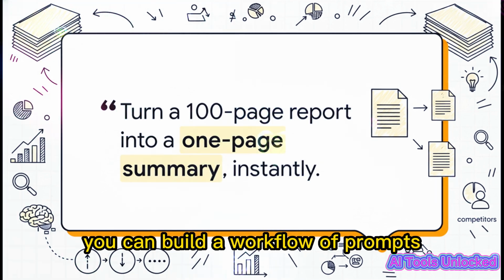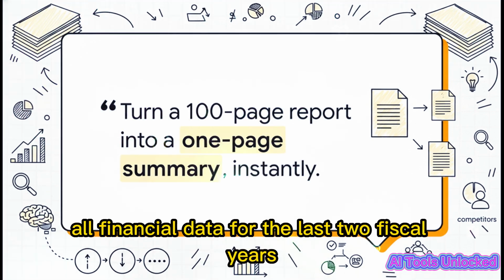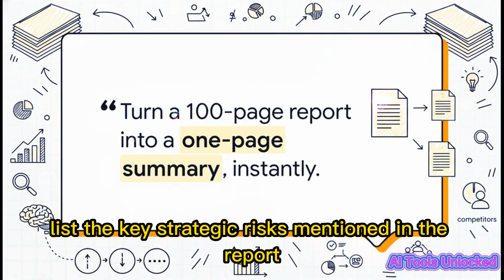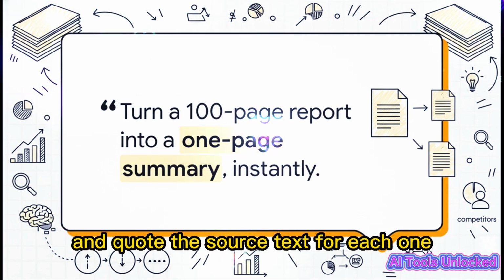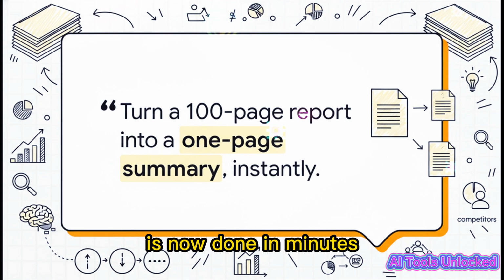You can build a workflow of prompts. First, summarize the executive summary in 3 bullet points. Done. Next, extract all financial data for the last 2 fiscal years into a table. Bam! And finally, list the key strategic risks mentioned in the report and quote the source text for each one. A task that used to take up a whole afternoon is now done in minutes.